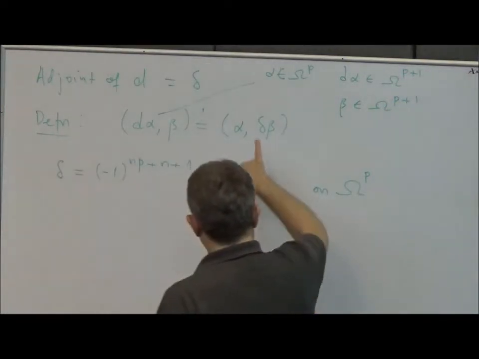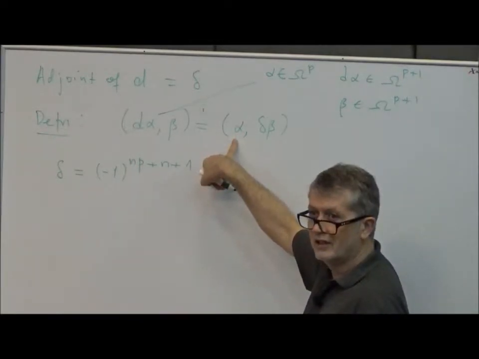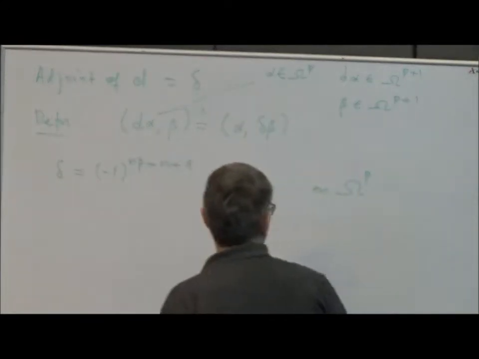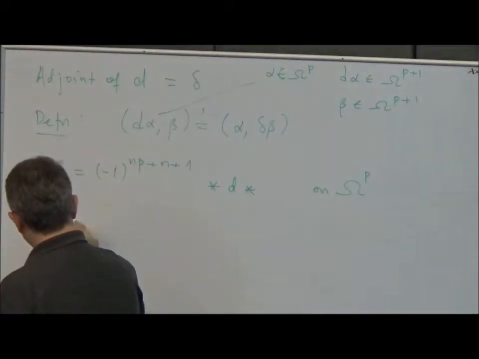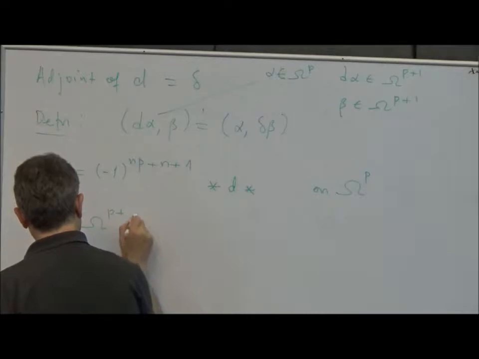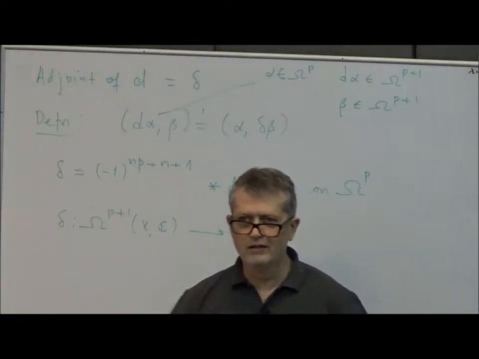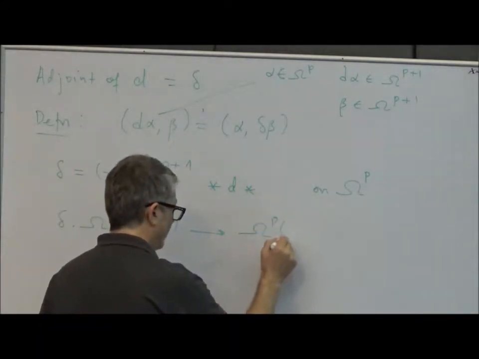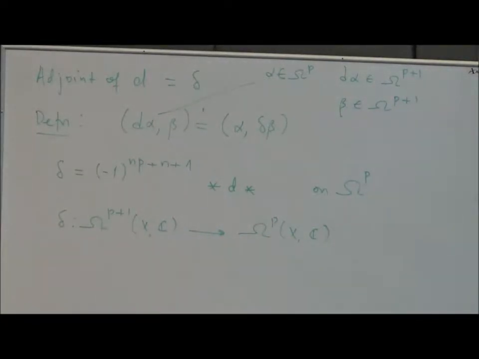So if we have a look over here, this is an element of omega p. So this thing must be an element of omega p. Aha, you're getting it. So beta is an element of omega p plus 1, so what are you going to tell me about delta? Where does it map? Omega p. Otherwise none of this makes sense, so here we go. So this is great. d is increasing the degree of the form. Delta is decreasing the degree of the form. Okay.